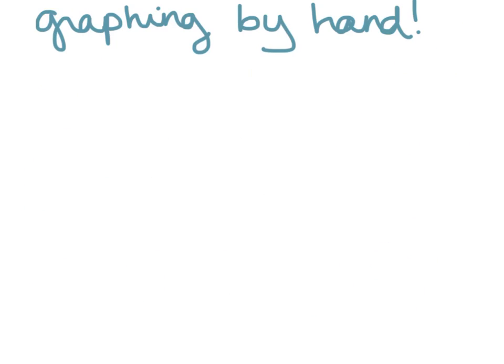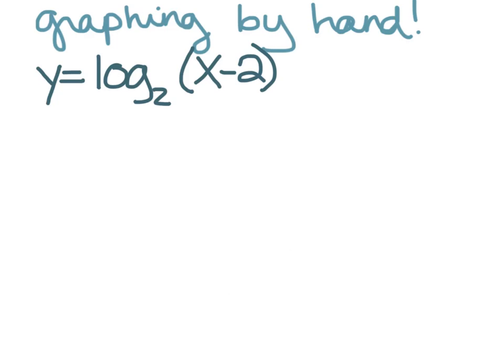The very last thing we're going to do today is graph some logarithms by hand. Actually, we're just going to graph one. We're going to graph y equals log base 2 of x minus 2 plus 4. And you have a couple of options. The way I'm going to show you is to do it by thinking about inverses and your transformations. Our parent function of this would just be log base 2 of x.